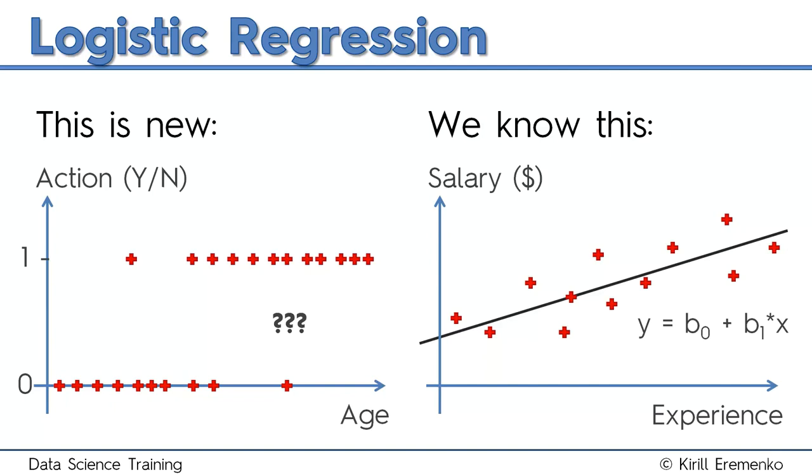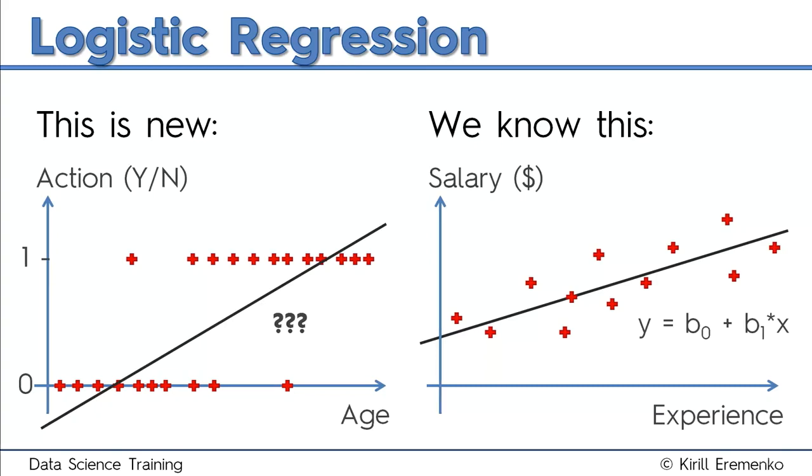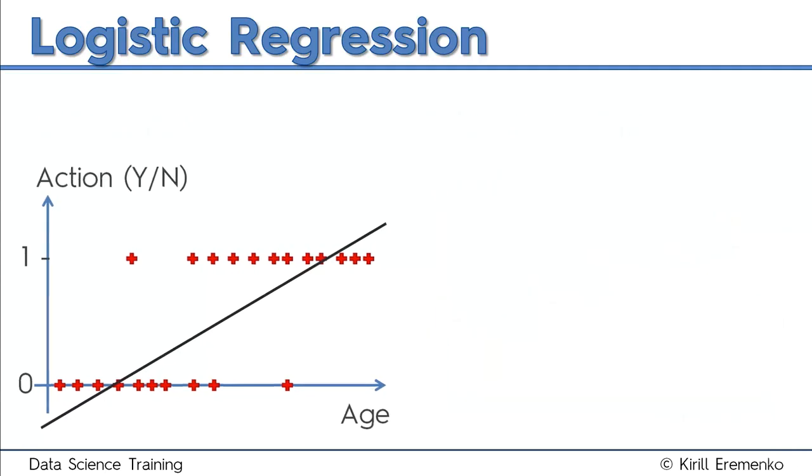So can we somehow model this? How about we try the existing method in our toolkit, which is the linear regression. Let's run a linear regression, and that's what it looks like. As you can tell, it doesn't look like the best approach, doesn't look like the best method to solve this problem. So let's look into this in a bit more detail.